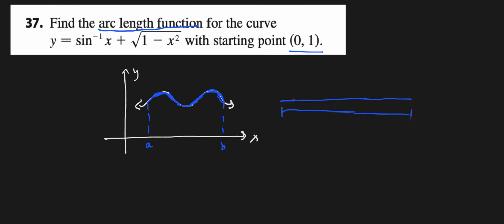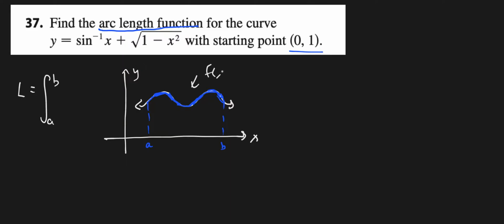So in order to find the arc length, given the a to b, we would have to use a formula. This is the arc length formula. Let me call this L equals integral from a to b. If this function is f of x, then the arc length would be the root of 1 plus f prime of x quantity squared dx. This is the arc length.